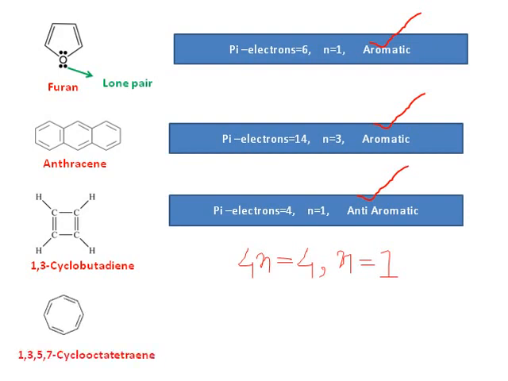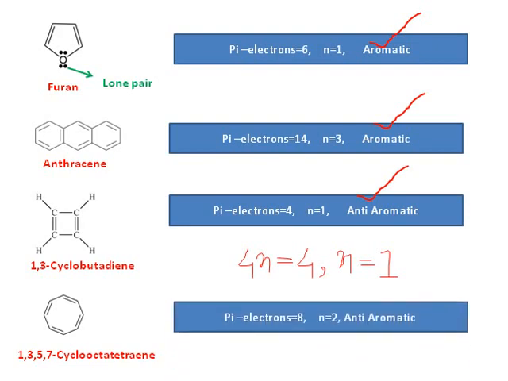Again we have taken another example, 1,3,5,7-cyclooctatetraene. It is cyclic, planar, and alternate single bond double bond is present, and how many pi electrons? 8 pi electrons, which is equal to 4n, and therefore n equal to how much? 2. So it is not aromatic but anti-aromatic. So in this way you take some more other examples and try to determine whether the molecules are aromatic, non-aromatic and anti-aromatic.